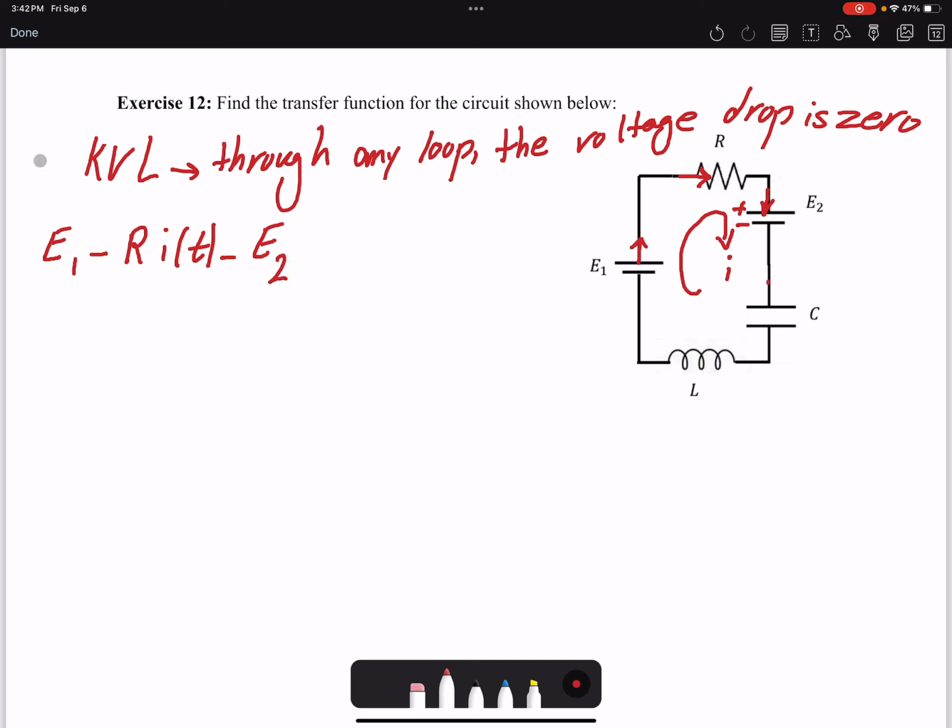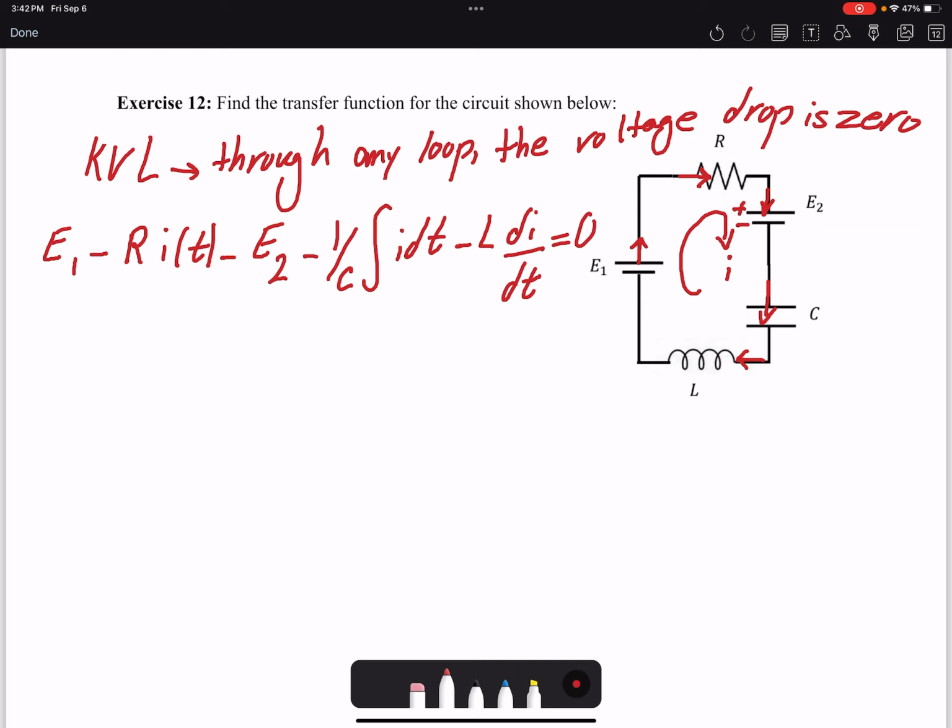Then I go through this. If you remember, we had negative 1/C. This is the Ohm's law, the integral of i dt. And then I will go here. I have negative L di over dt, that's the derivative, equals 0.